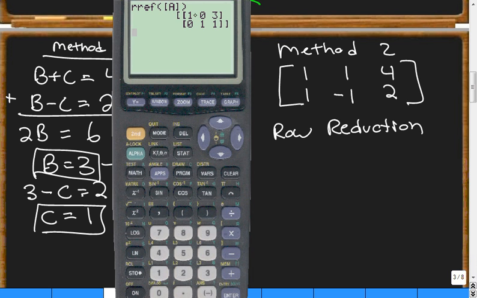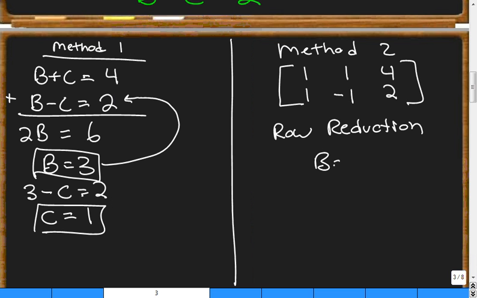you have 1B plus 0 C's equals 3. So you get B to be 3 and C to be 1 as well. So you get B equals 3 and C equals 1, the same way.